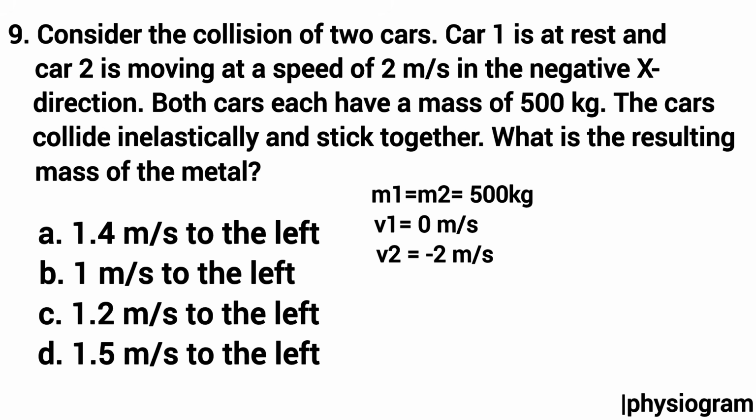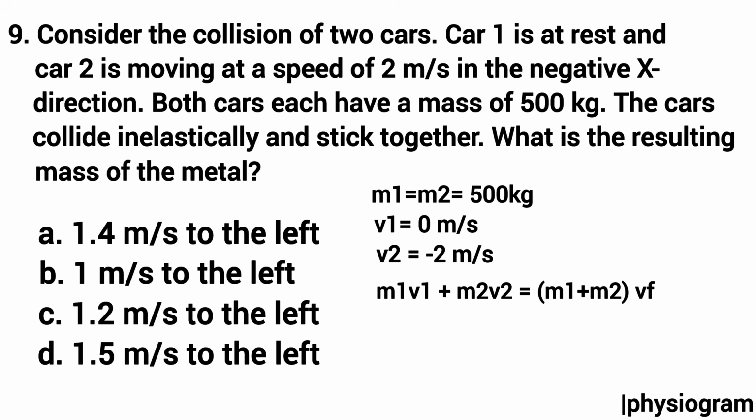minus 2 meters per second because it's going in the negative x direction, meaning left. Now after the collision, the cars stick together in a perfectly inelastic collision. Now use the conservation of momentum, that is m1v1 plus m2v2, equals m1 plus m2 whole into v final.